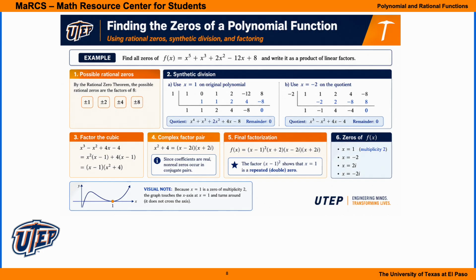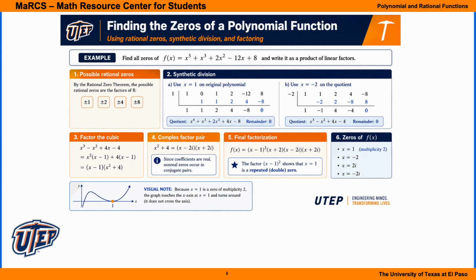Now we're given the function f of x is equal to x to the power of 5 plus x cubed plus 2x squared minus 12x plus 8, and we are told to write it as a product of linear factors. So first we use the rational zero theorem, and we see that the possible rational zeros are the factors of 8, our constant term.